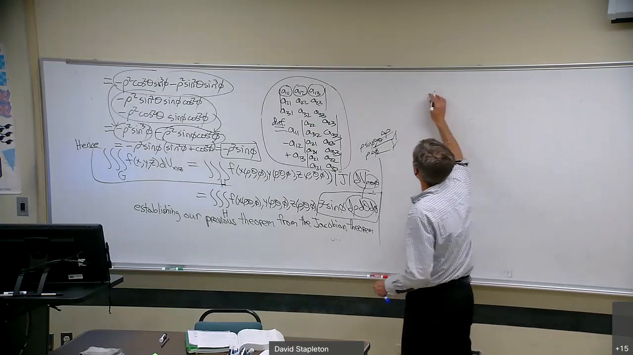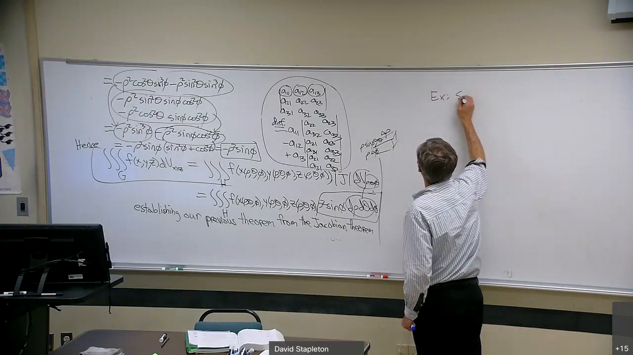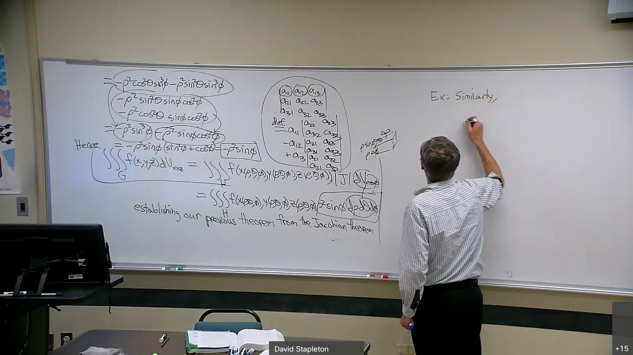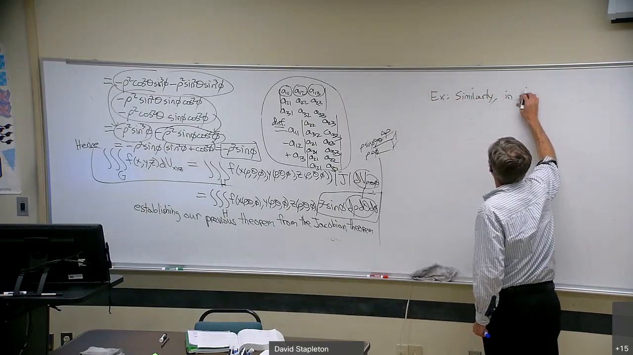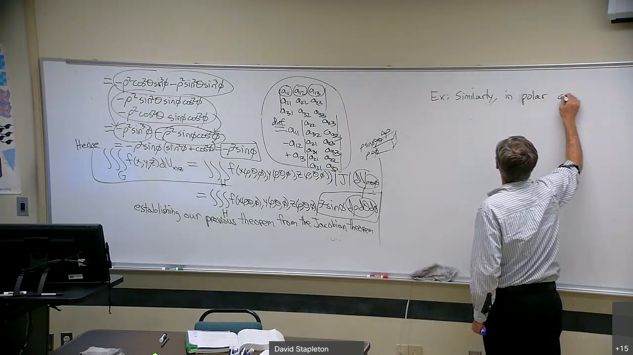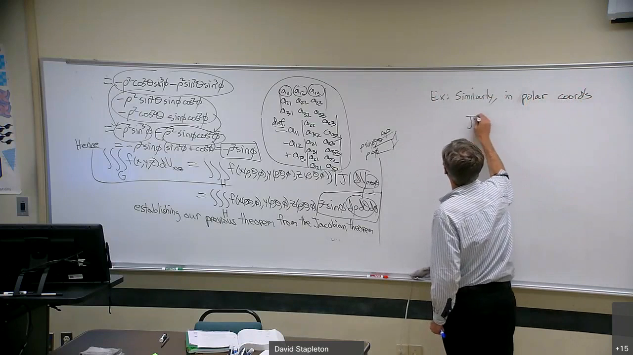We can do one more. We did this one last time. Maybe I'll just remind you to clear this up. Similarly, in 2 dimensions, this is an easier example: in the plane, polar coordinates. Suppose you want to convert to polar coordinates. What's the factor that goes in there? We showed this last time. I just want to remind you.